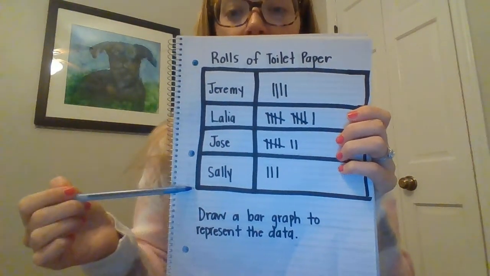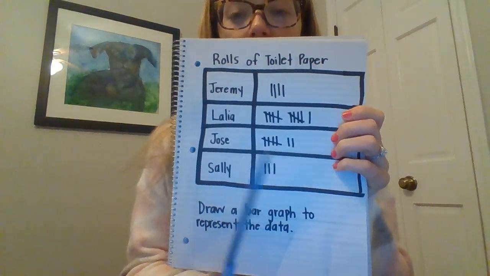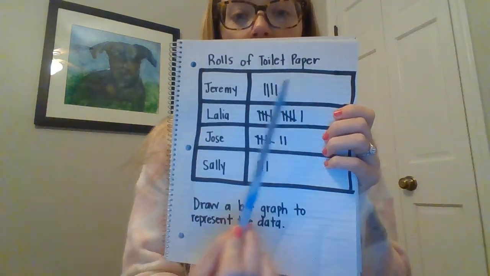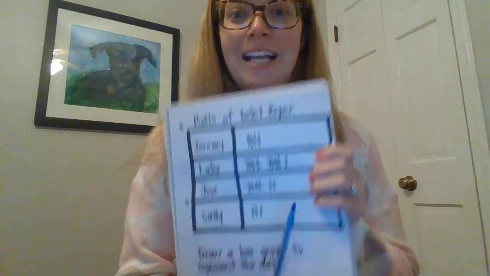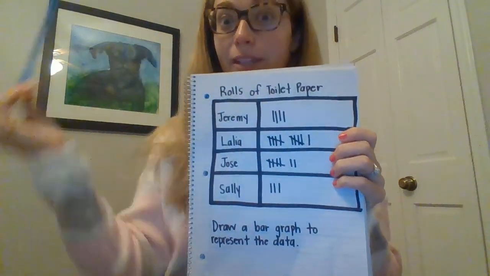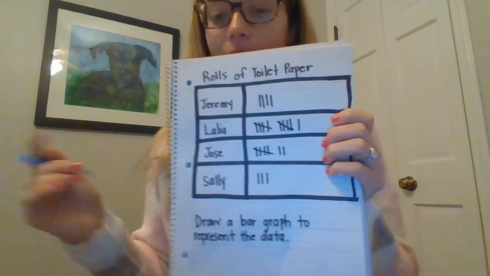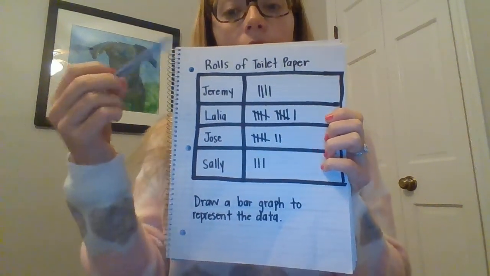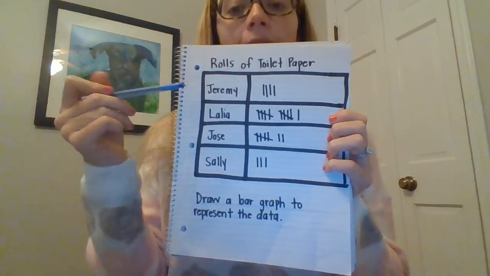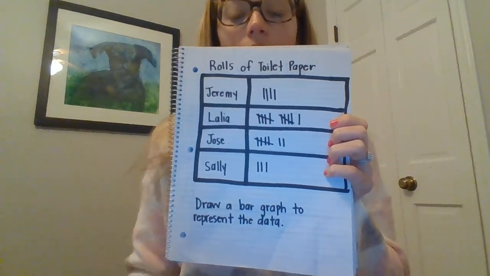Here's our data set. We have the title of our data. Go ahead and read what the title is. Rolls of toilet paper. Hopefully you have plenty of toilet paper at your house, whether you need it or not, but we know everyone wants toilet paper, so I thought it would be fun to have a survey of how many rolls of toilet paper people have at their house.